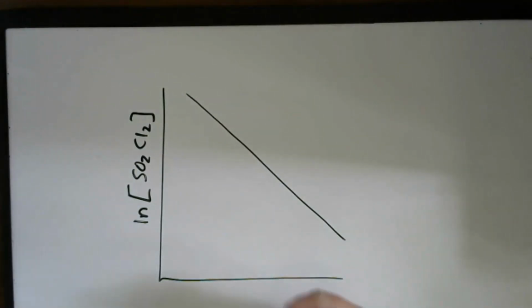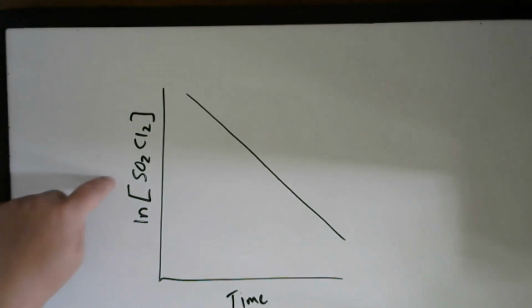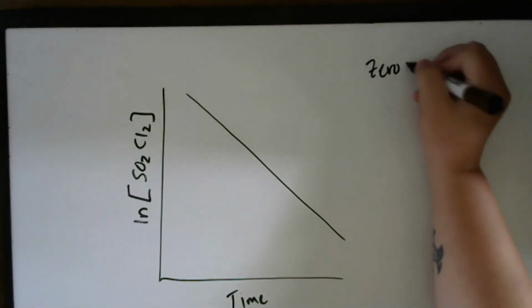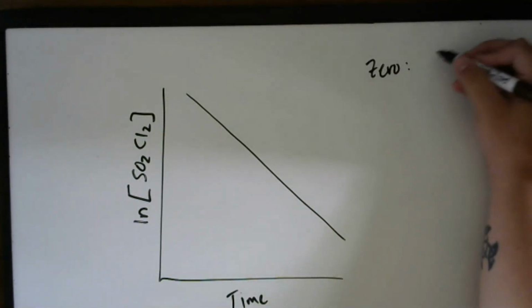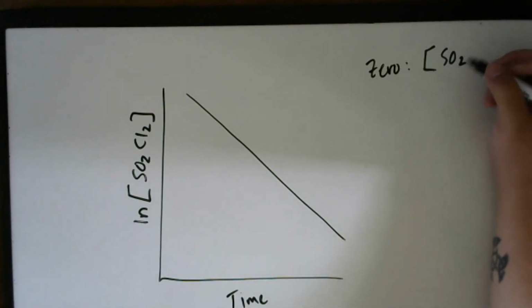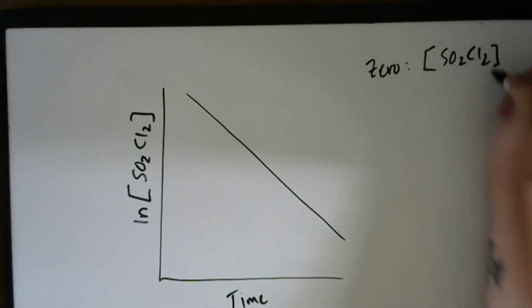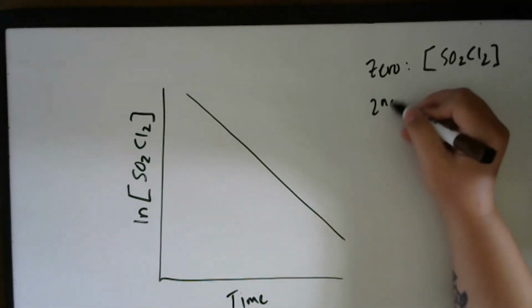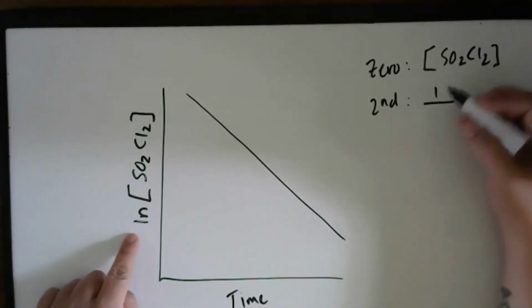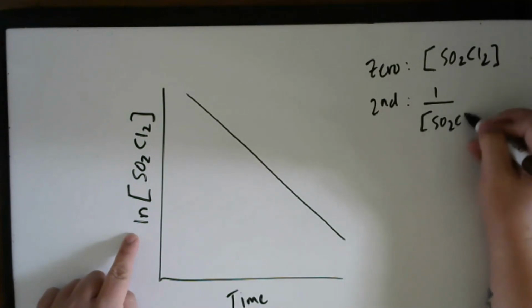And our x-axis is time. This is going to change depending on the type of reaction. If it's a zero order reaction, then the y-axis is just going to be the concentration. Let's say we'll use SO2Cl2 as an example. If it was a second order reaction, then your y-axis would be 1 over the concentration of SO2Cl2.